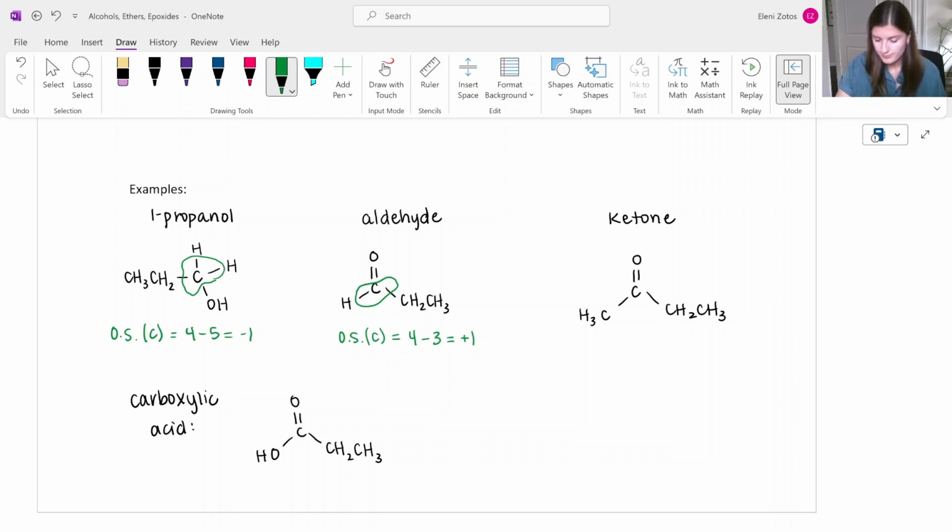In a ketone, carbon owns half of the electrons in the bonds to the other carbons, and then none of the electrons in the bonds to oxygen, so it's owning 2 electrons here. So it has a +2 oxidation state in the ketone functional group. For a carboxylic acid, carbon owns half of the electrons in the bond to carbon, and then no other electrons. No electrons in either of the bonds to oxygen.